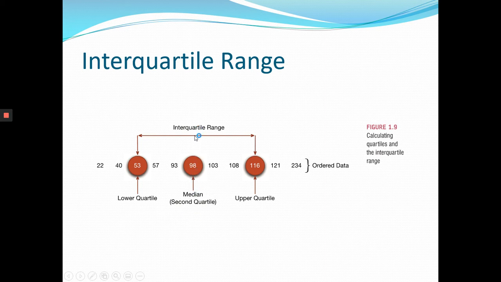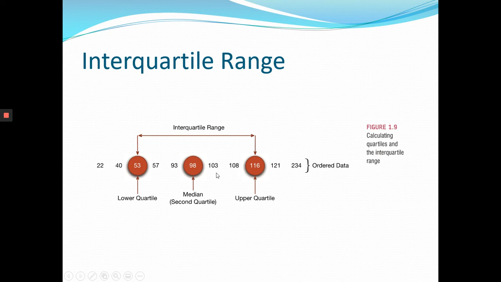Right here, the median is 98. Half the scores are above, half the scores are below. I'll count: 1, 2, 3, 4, 5, and 1, 2, 3, 4, 5. Five above it, five below it. So now we have the median there, and then we don't use the median, so we just take this.